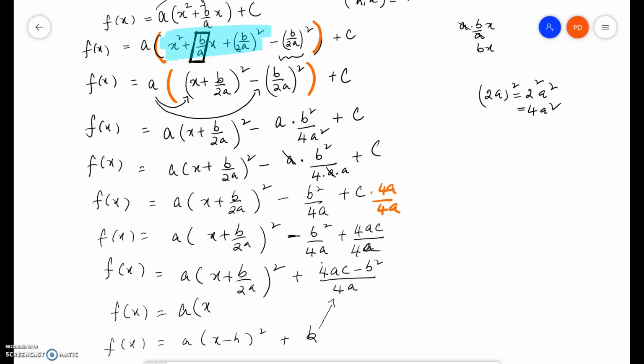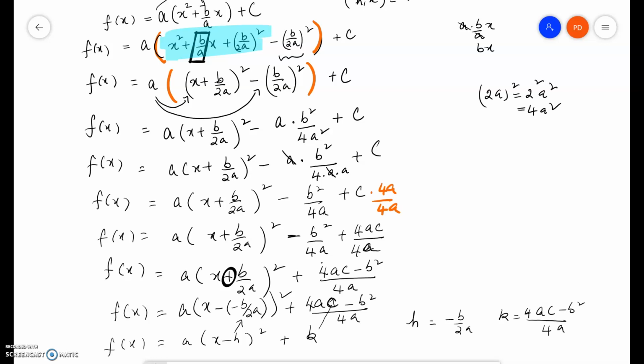It's just one little thing we need to do here. Since that's a plus, I'm going to write it as the minus of negative b over 2a the whole squared. So the minus times minus is really a plus, plus 4ac minus b squared over 4a. So h is negative b over 2a and k is 4ac minus b squared over 4a.